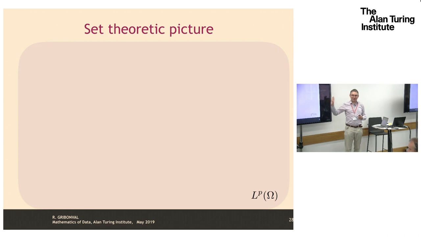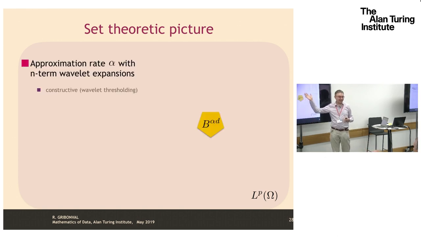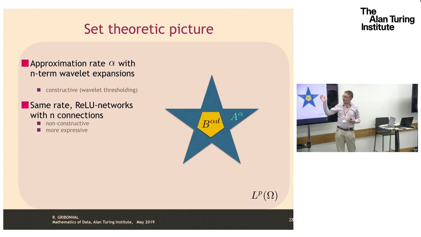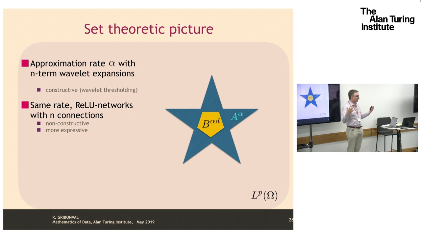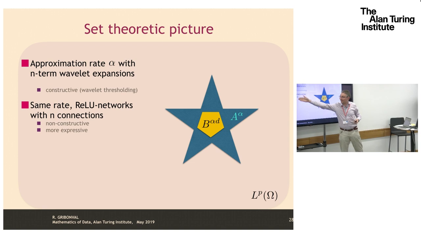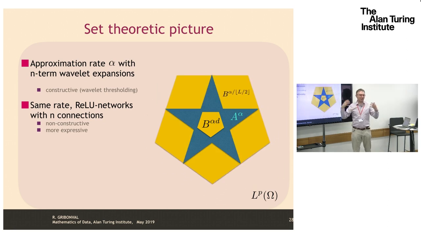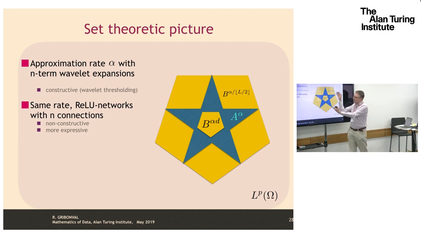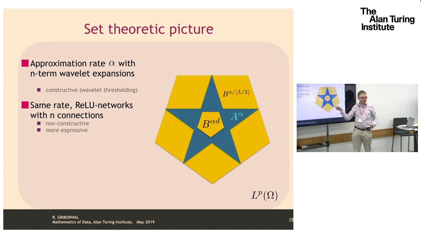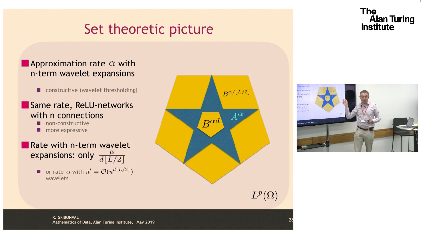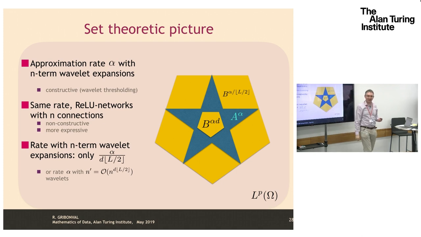Okay, maybe I'm about to conclude. This is the theoretical picture. This is L^p, and maybe this is a Bessel space. So this is the set of functions approximated at a certain rate by wavelets. And what we've shown is that with the same rates, ReLU networks can approximate a larger set. So it's more expressive, but the way you find the best approximant is non-constructive. And also, if you look at whether this space embeds in a classical Bessel space, well, there's a limit of what can happen, and it's related to certain Sobolev-type functions, certain bad functions that have little Bessel smoothness. And if you look at this bigger space, the rate of approximation you would get with wavelets is much decreased, or you would need many more wavelets to get the same accuracy.